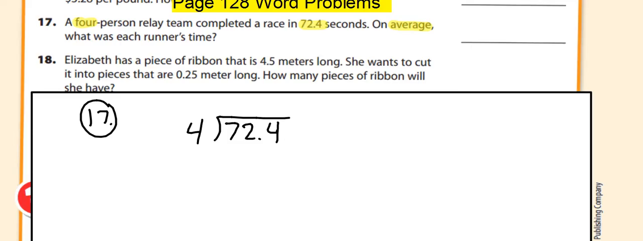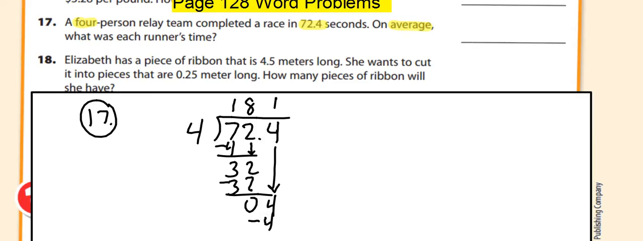4 goes into 7 once. 1 times 4 is 4. 7 minus 4 is 3. Bring down the 2. 4 goes into 32 8 times. 8 times 4 is 32. 32 minus 32 is 0. Bring down this 4. 4 goes into 4 once. 1 times 4 is 4. I am done dividing. Now we've got to place our decimal.